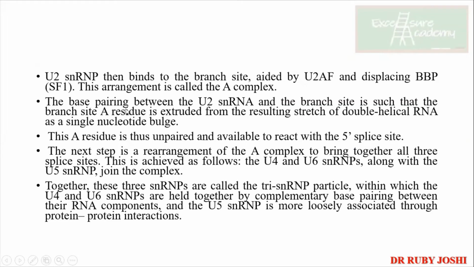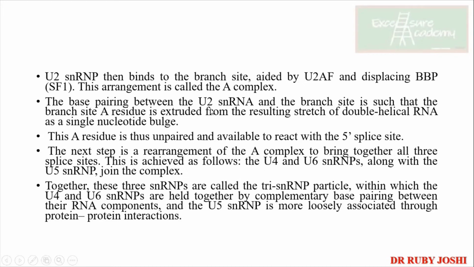Okay. Now the base pairing between the U2 and the branch site is such that the branch site A is excluded from the resulting stretch of double helical RNA as a single nucleotide bulge. So that is the bulge we saw. So this A residue is then unpaired, and this is how it is now available for the 5' splice site. So now it is ready. It is readily available for the attack now. Okay. Now the next step is the rearrangement of the A complex.